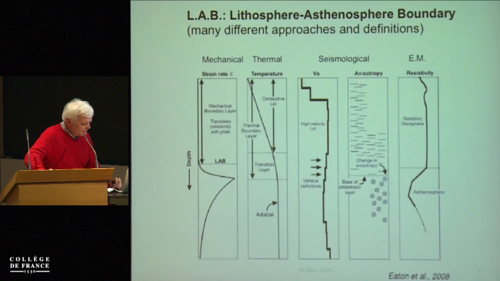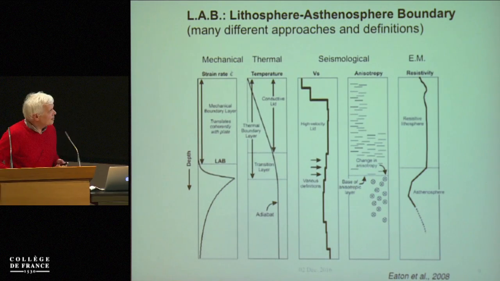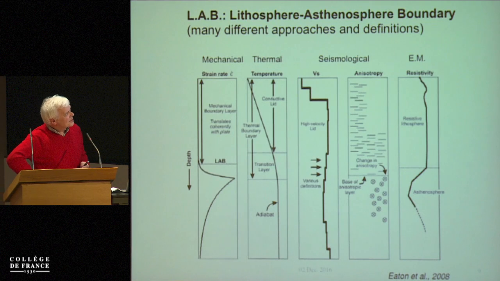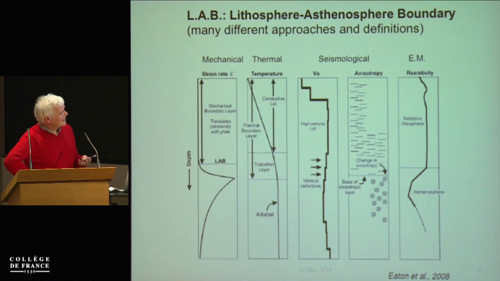Okay, let me now move to the lithosphere-asthenosphere boundary. And it's interesting because, of course, what is a plate? If we want to know what is a plate, we have to understand what is the boundary between lithosphere and asthenosphere. And we know from this review paper that we have different definitions of the LAB. Of course, we have a mechanical definition related to strain rate, where it is almost 0 in the plate, and you have an increase of this strain rate below the LAB.